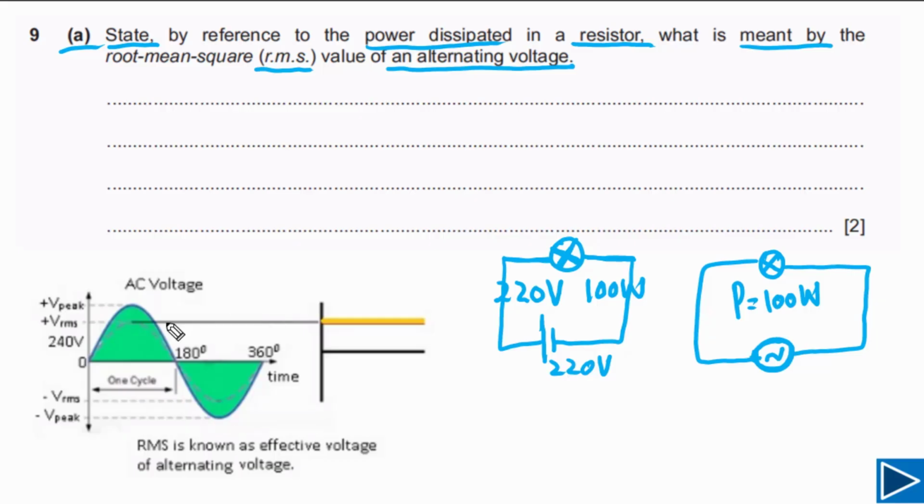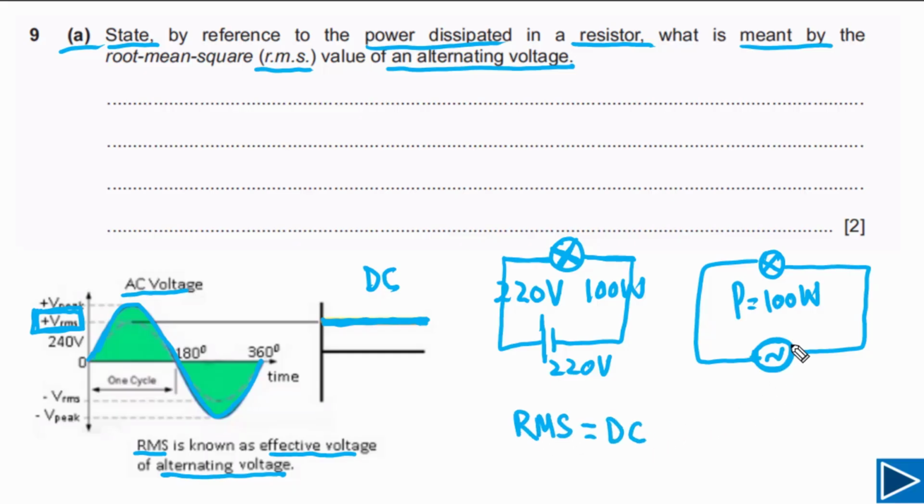Before we answer that one, let's try to understand the difference between AC and DC. This one is AC voltage and this one is DC. AC voltage changes with time and follows a sinusoidal curve, so it is not constant, but DC is constant. So we have to find the equivalent value of AC that is equal to DC, and that value is the RMS value. So the equivalent value of DC is equal to the RMS of AC. The RMS value is known as the effective voltage of an alternating voltage, and RMS is equal to DC.